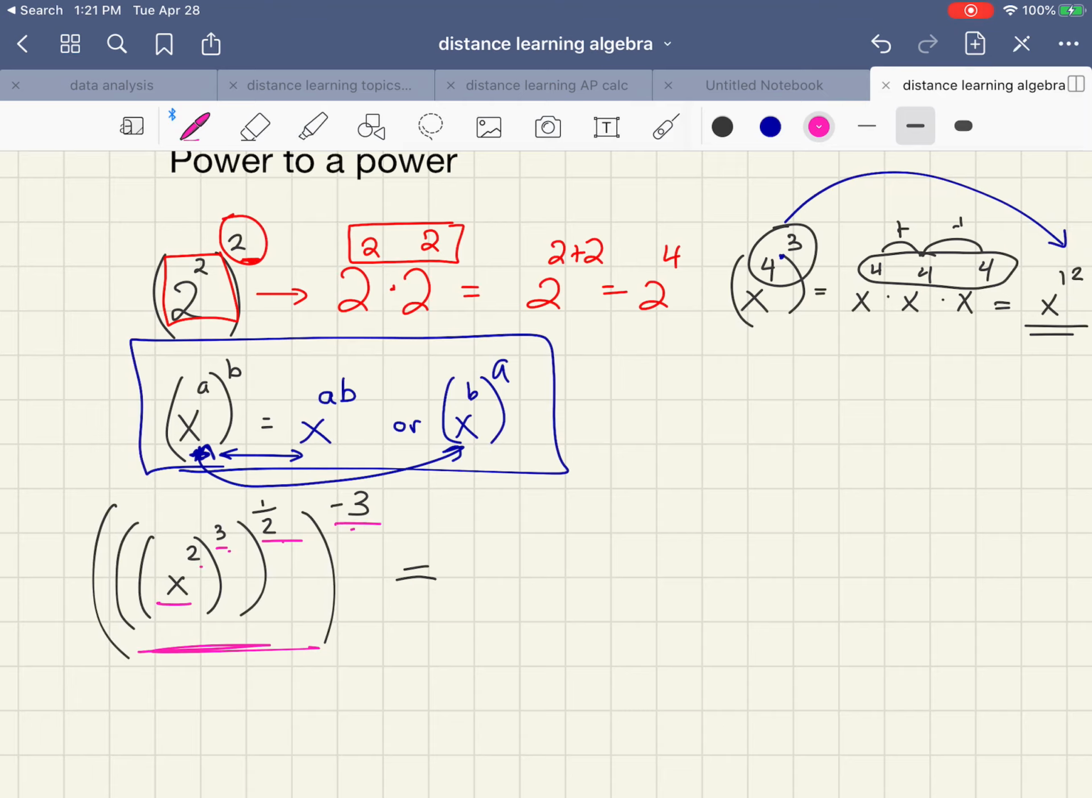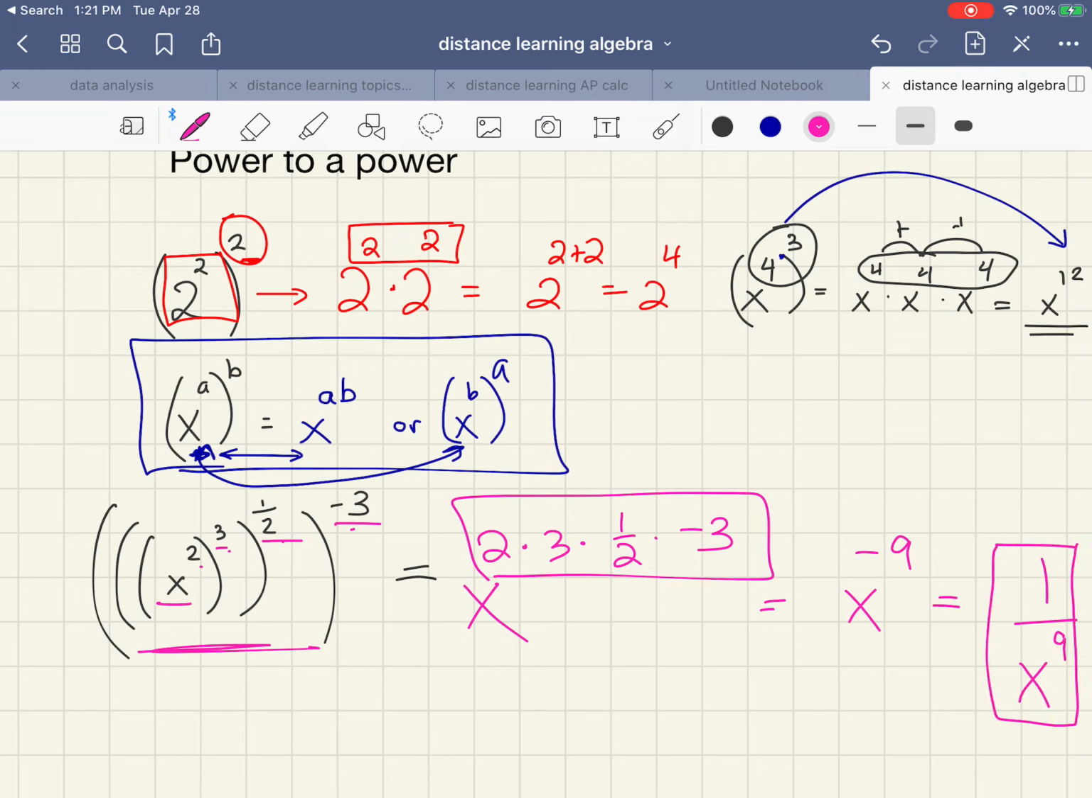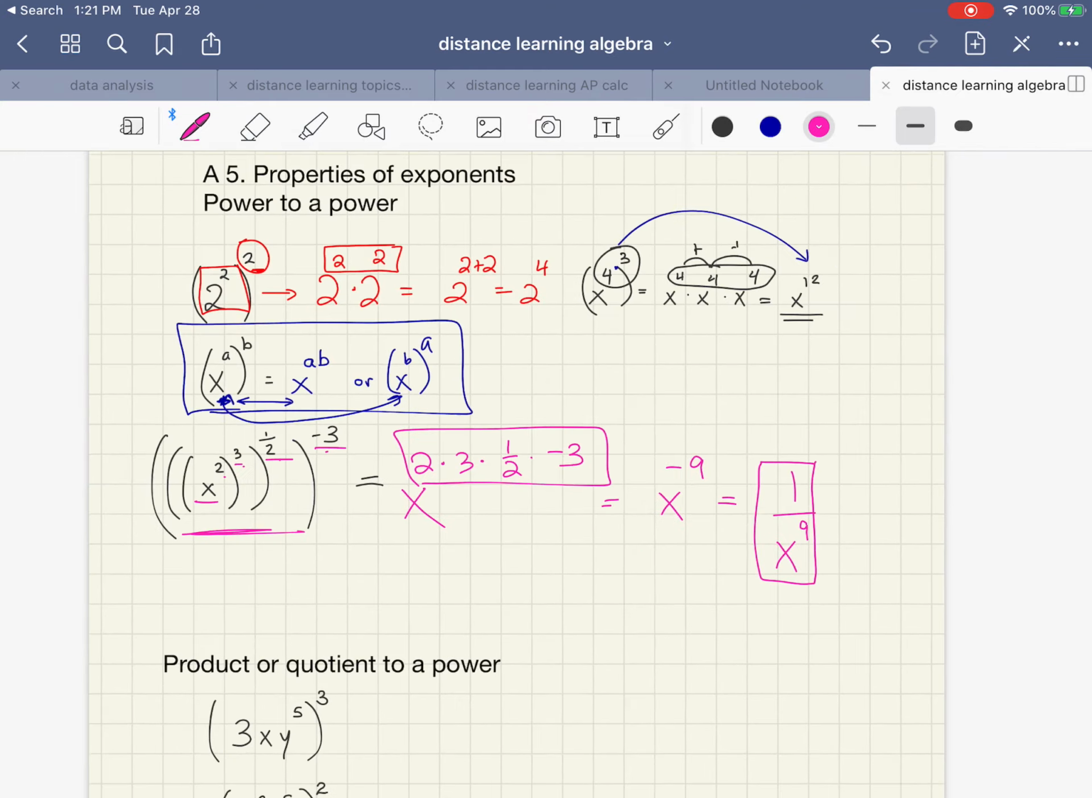So it's to a power, to a power, to a power, to a power. We're basically going to keep the x and we're going to multiply all of those exponents together. Now you might recognize right away that 2 and the 1/2 are going to cancel. And if we have those canceled, we have 3 times -3, which is x to the -9th. And if you're comfortable with exponents that are negative, you know that that actually belongs in the denominator. So we actually get 1 over x to the 9th.